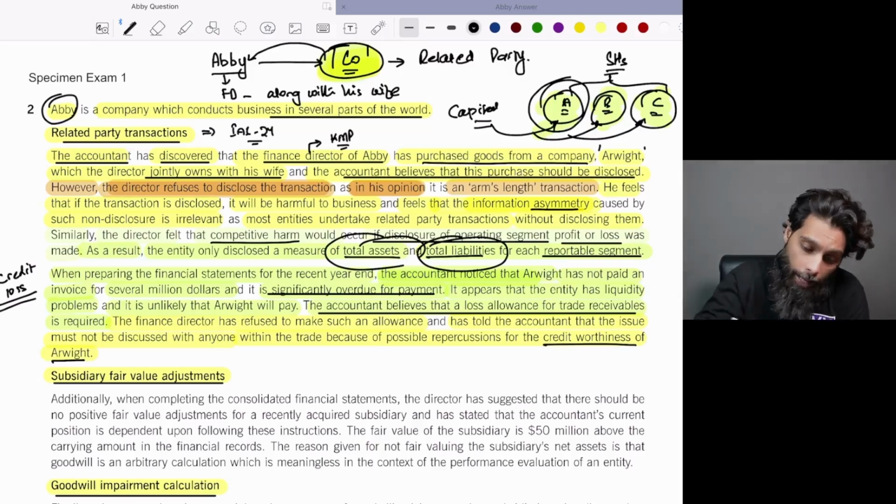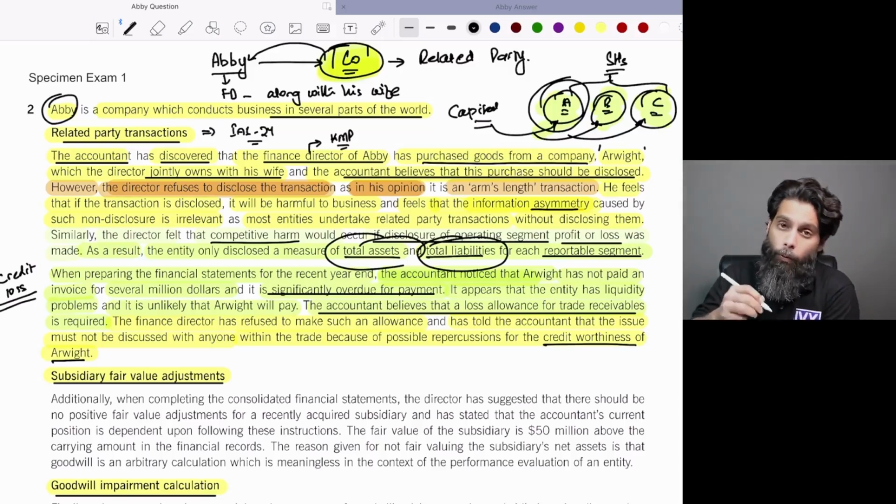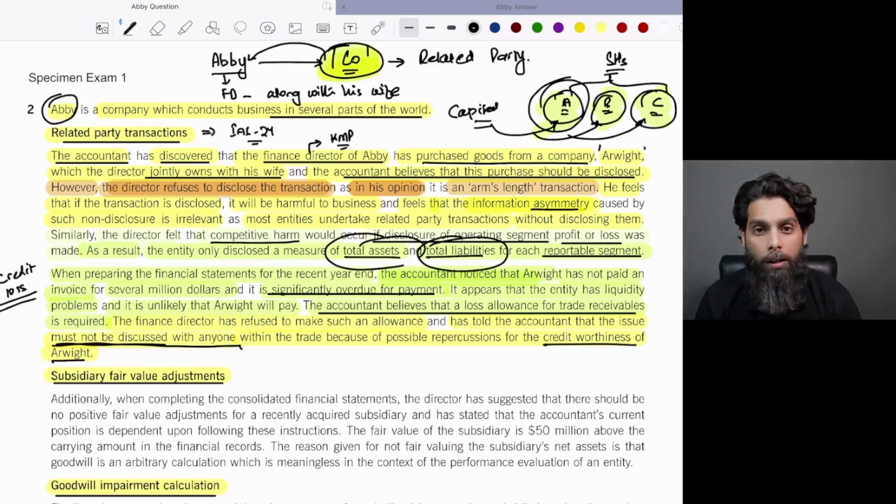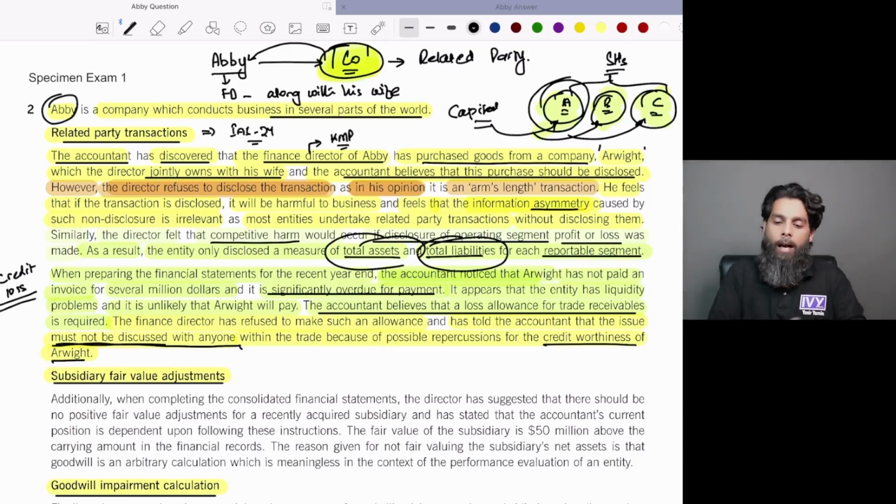Your finance director is also trying to force you into something. He is saying you must not discuss with anyone. Now, the reporting accountant should not allow the undue influence being exercised by the finance director to override his professional judgment. The reporting accountant cannot say, okay, I am going to follow whatever you are saying. I'm not going to provide the related party disclosure. I'm not going to go for the IFRS 8 operating segments disclosure. I'm not going to recognize a loss allowance just because you are exercising your undue influence over me.